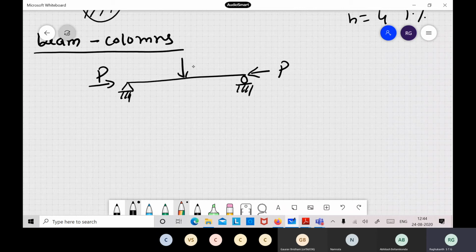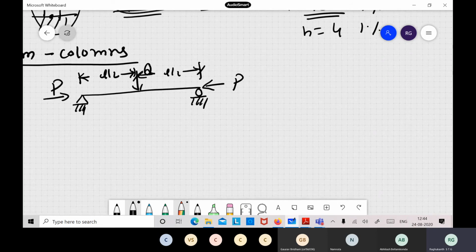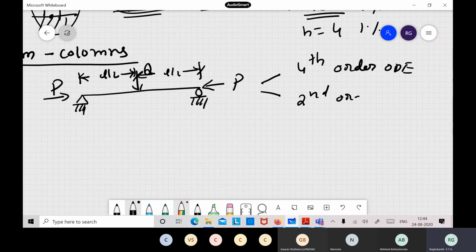So let us see what the important steps are. You have a problem like this, a classical beam column. How do we solve for the buckling load for this type of column? To start with, you can start with a fourth order ODE, or you can start with second order also. Which one is easier? Suppose fourth order ODE, how do you write this problem?